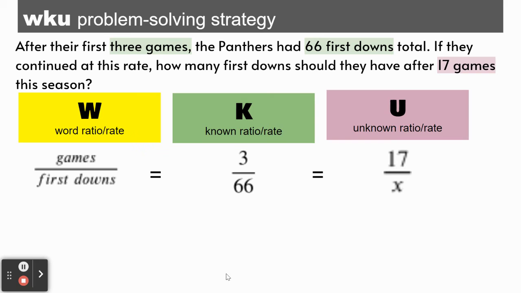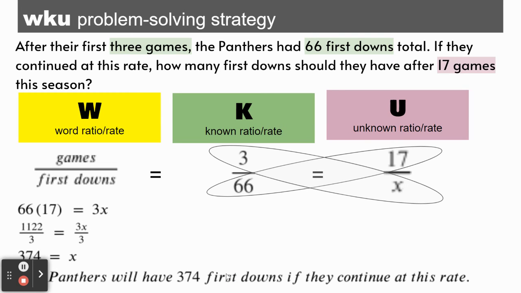And then we're going to do some cross multiplying like we practiced to solve it. So you can see here, we've got the 66 across from the 17, so we're going to multiply those. And then we have the 3x. The 3 and the x are also diagonally across from each other. So we have 66 times 17 equals 3x. Then when we multiply 66 by 17, we get 1,122. We still have that 3x, but now we're going to divide by 3 to get the x by itself, and we end up with 374 equals x.